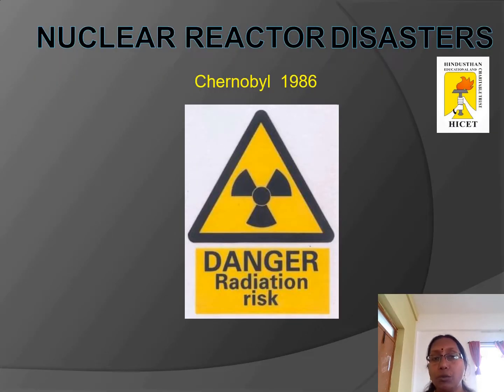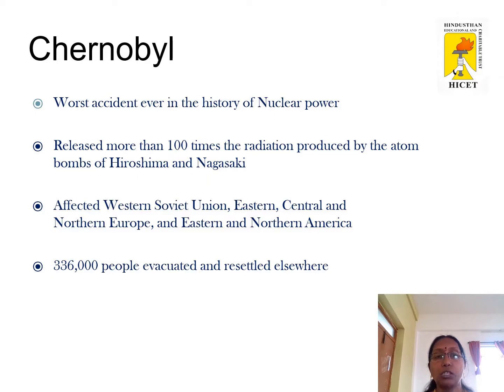Now we are going to see one of the important nuclear radioactive disasters which took place in Chernobyl in 1986. This has been considered the worst accident ever in the history of nuclear power. It released more than 100 times the radiation produced by the atom bombs of Hiroshima and Nagasaki. It affected Western Soviet Union, Eastern, Central and Northern Europe, and Eastern North America.